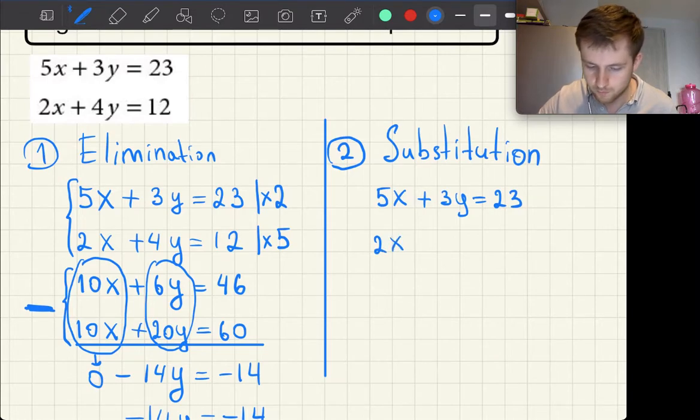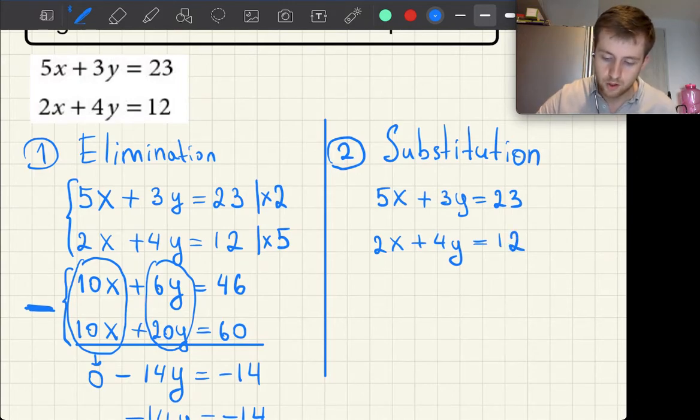2x plus 4y equals 12. Okay, so substitution again. From the name, we can probably see that we have to substitute something. In particular, we have to make one of the variables the subject. So that's the goal, kind of.